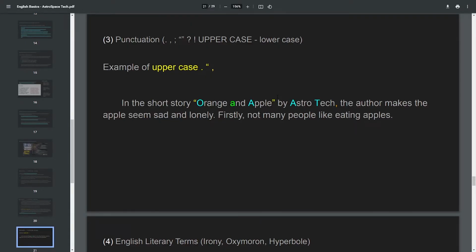So this is an example of mostly what I talked about. In the short story, in quotations, Oranges and Apples, where and is not capitalized, by Astrotech, needs a comma, the author makes the apples seem sad and lonely. Firstly, where you need a comma, not many people like eating apples, period.